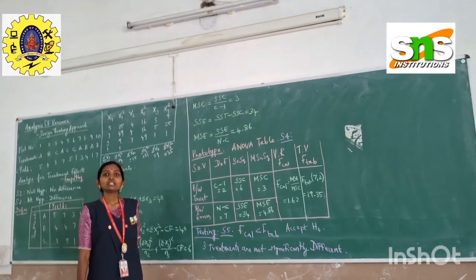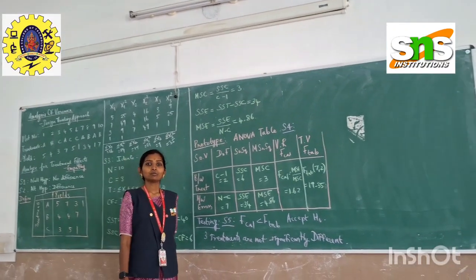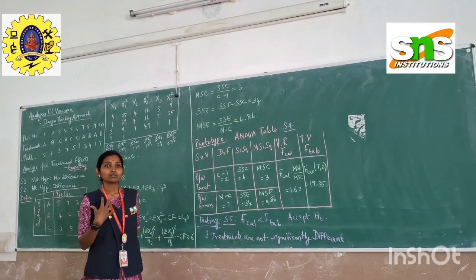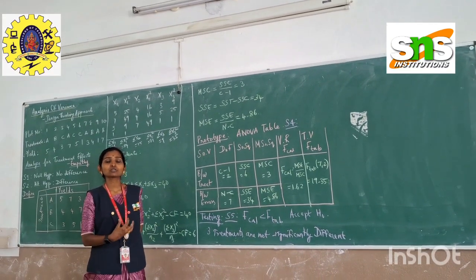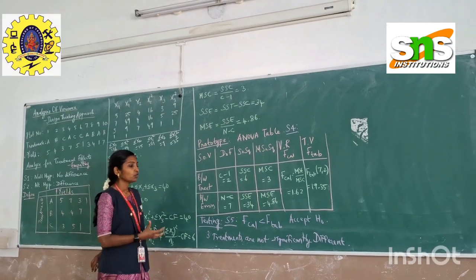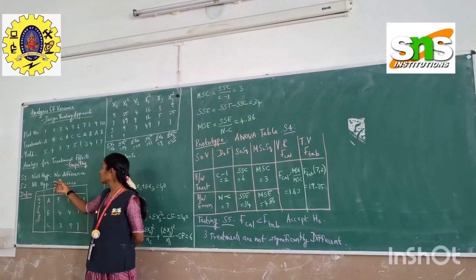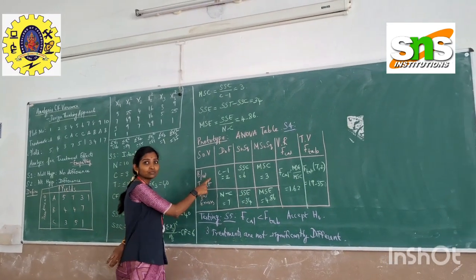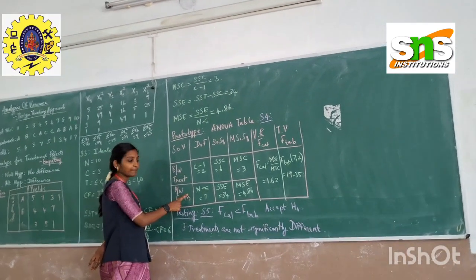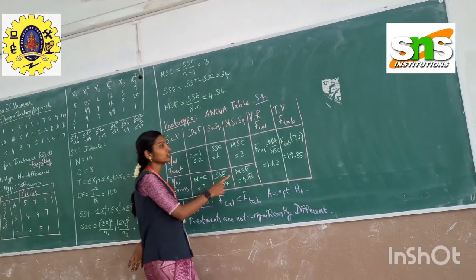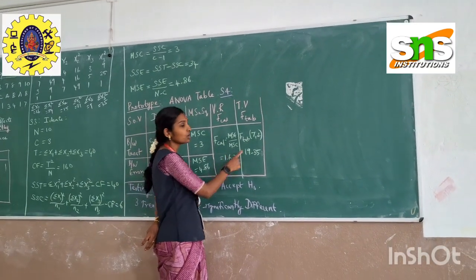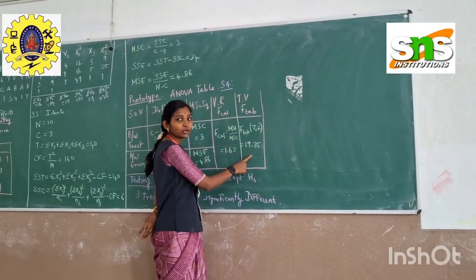After completing the prototyping process of this problem, we move on to testing, which is nothing but the sources. From the given sources, we are going to test the process here. We are asked to test for the treatment effects. So we have tested for treatment effects with the errors, and finally calculated with the help of the F test. The F calculated value is 1.62 and the F tabulated value is 19.35.